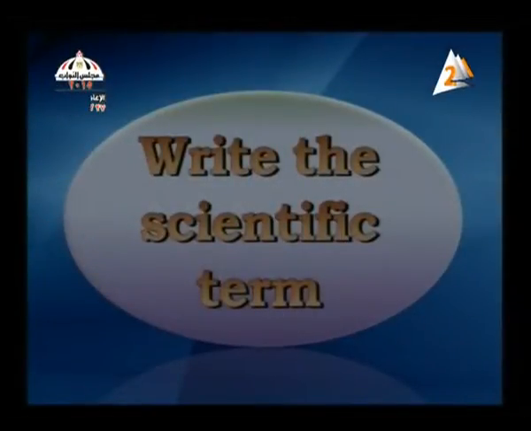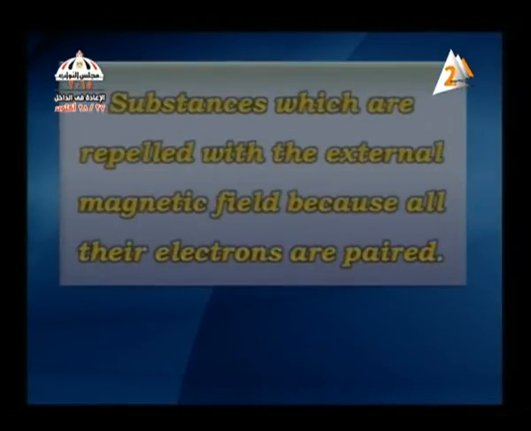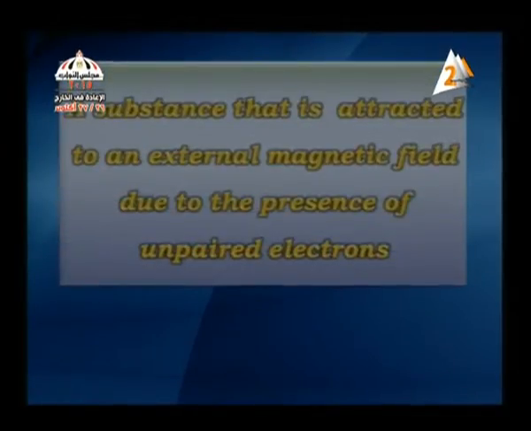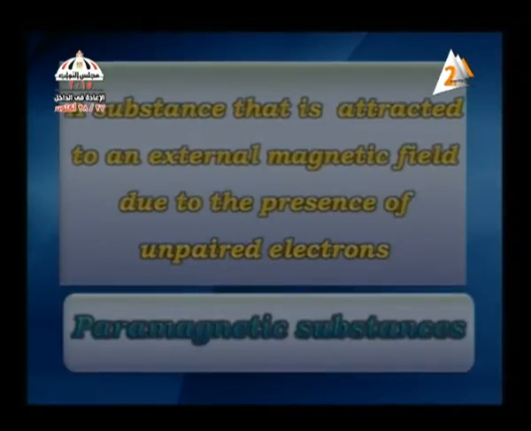The next type of question is: write the scientific term. Substances which are repelled by the external magnetic field because all their electrons are paired. Yes, if you think about it, my dear student, you will find the answer. It will be diamagnetic substances. Next point: a substance that is attracted to an external magnetic field due to the presence of unpaired electrons. If you think about it, my dear student, it will be a paramagnetic substance.